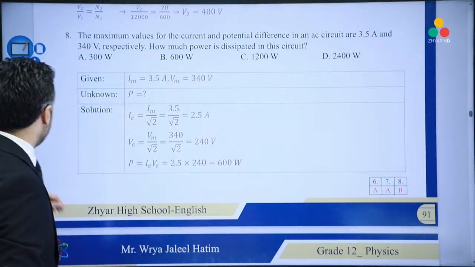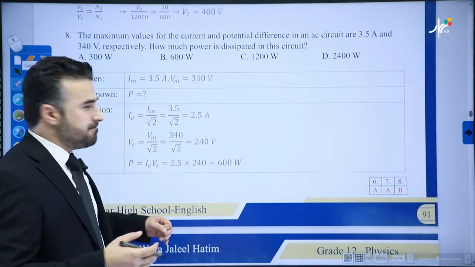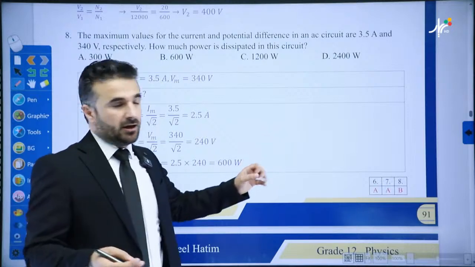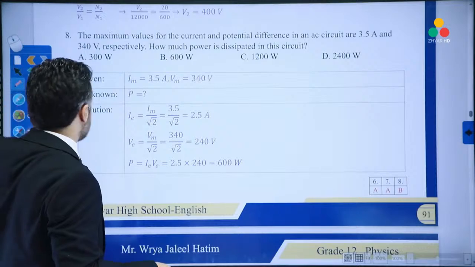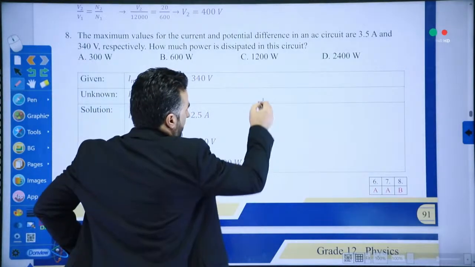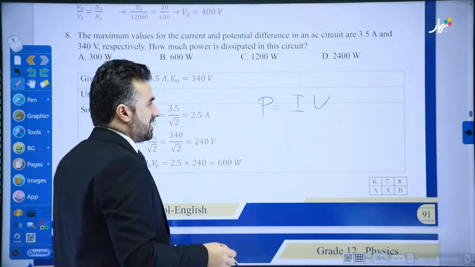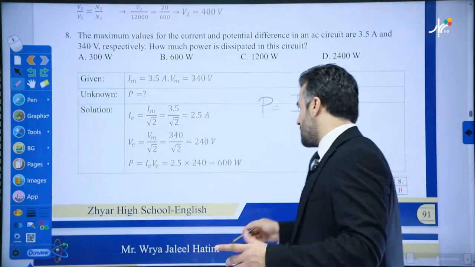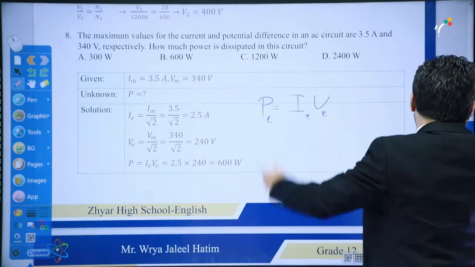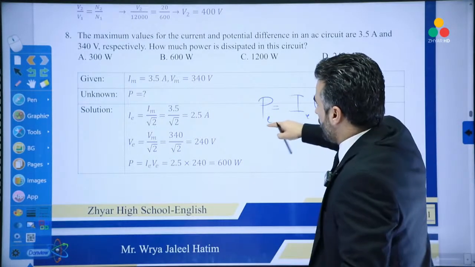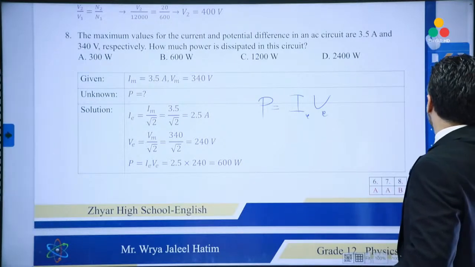You really have to be careful here because it gives you something that you are not going to use directly. Whenever you see, for example, current and potential difference, you might just go ahead and use them. We do know that power equals current times voltage here. But what sort of current and voltage? Remember, we said for the power dissipated, or for power in general, we use effective values here. Whenever it comes to power, you have to use the effective values.